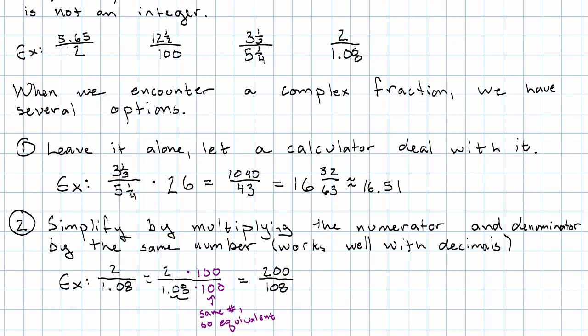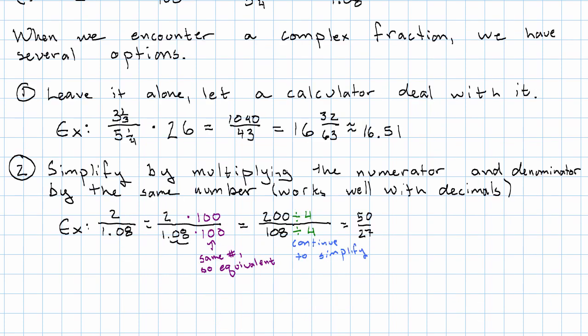If we're feeling ambitious in our simplifying, we might notice that 4 is a common factor of both the numerator and the denominator. And so this is equivalent to 50/27. 50 and 27 now have no factors in common.